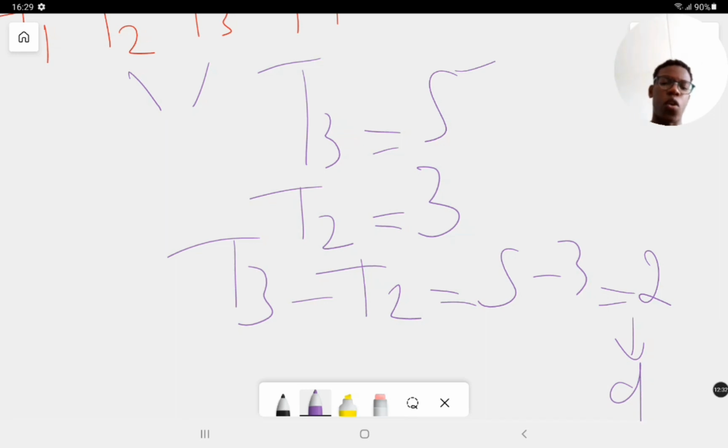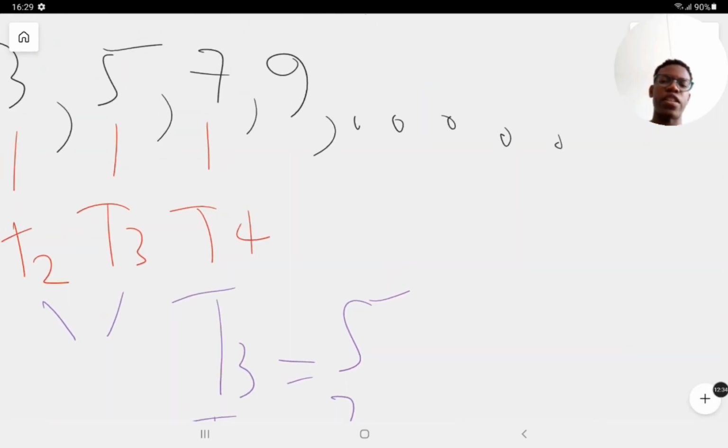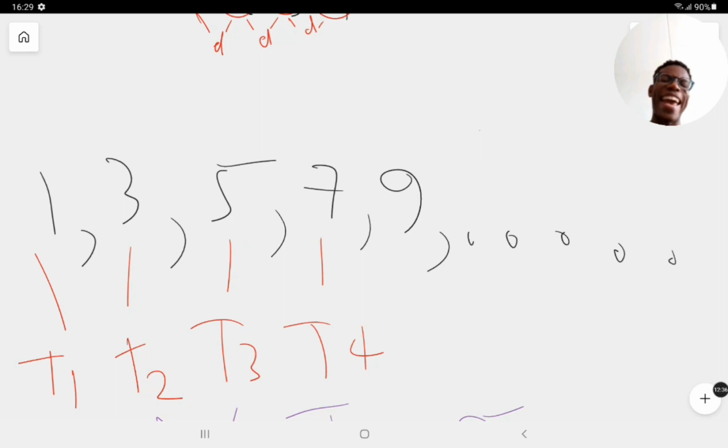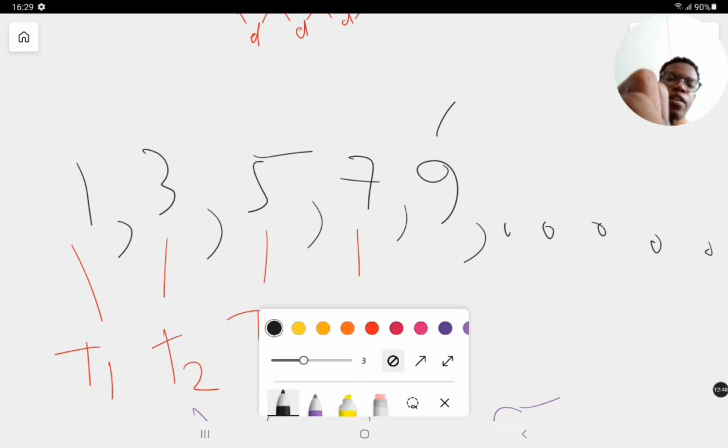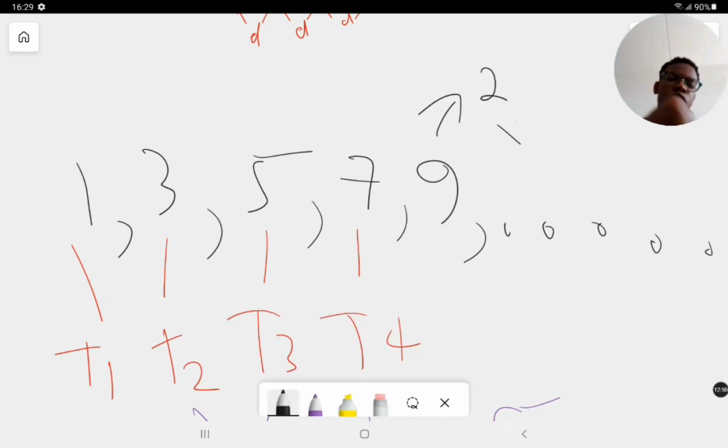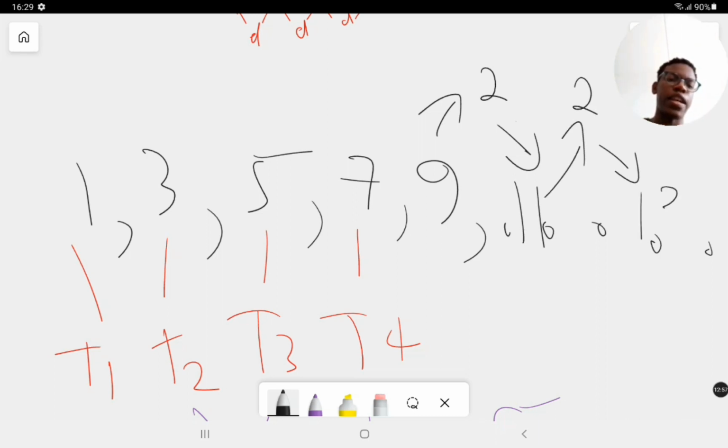D is 2. So what you would do to get the next term up here is you would simply add 2 to 9 and keep adding 2 to get more terms. Okay, you'd keep adding 2. So 9 plus 2: if you add 9 and 2, what do you get? You get 11. If you add 11 and 2, what do you get? You get 13, and so on and so forth.